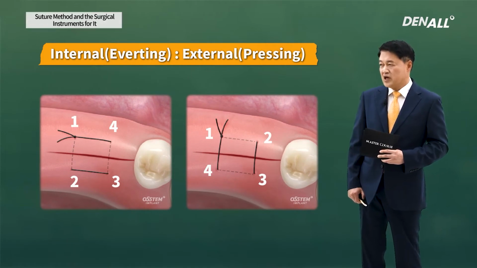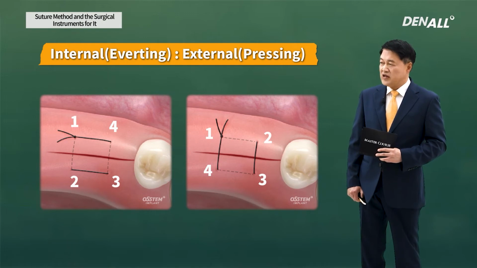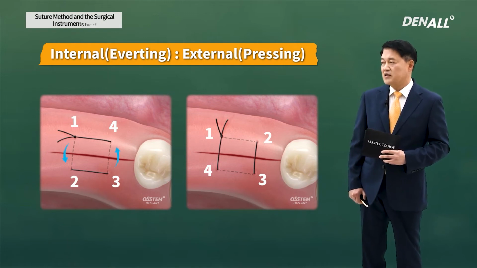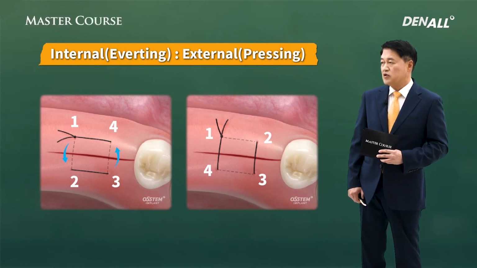In internal mattress suture, the silk that goes through the incision line goes to the bottom part. So buccal, lingual to the buccal. When it goes, the silk that goes to the incision line goes to the bottom. So the flap is everted.